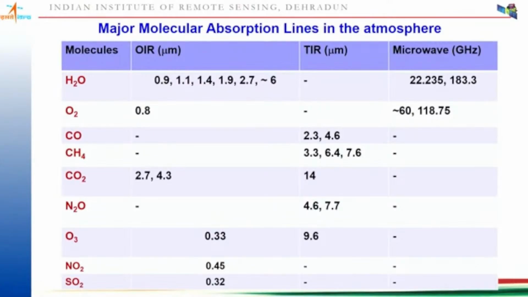In a clear mode, these slides depict, for example, water vapor. The absorption is in the optical and near infrared: 0.9, 1.1, 1.4 micrometers. These are the absorptions for H2O. Any sensor designed to measure water vapor has to have a wavelength in these ranges. For oxygen, it is 60.